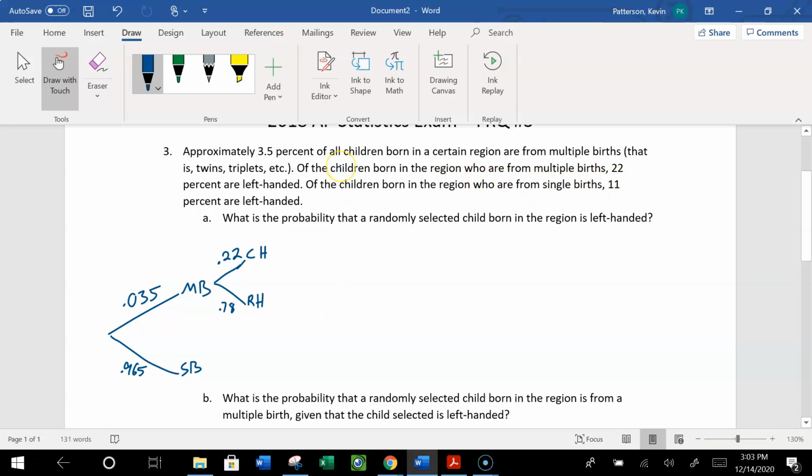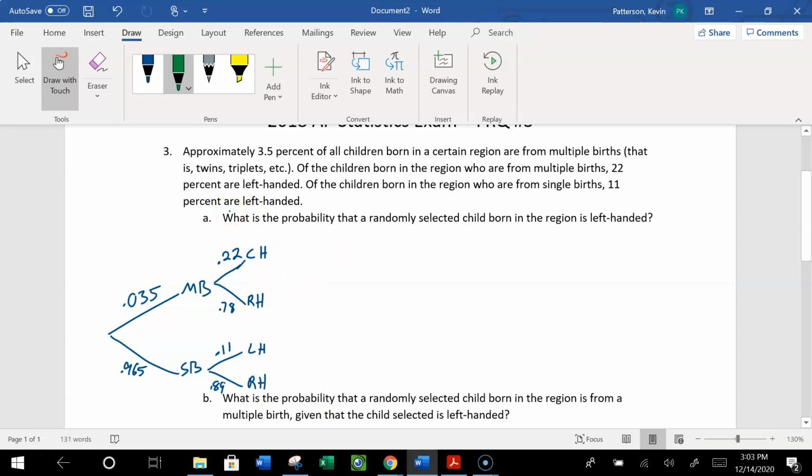And then they give us information about the children born in single birth. Same idea, 11% of them are left-handed. Once again, that's a conditional probability. So 11%, complement is 89%. This 11 would be left-handed. This 89 would be right-handed. And then the beautiful thing about the tree diagrams is to get these probabilities, you multiply down the branches.